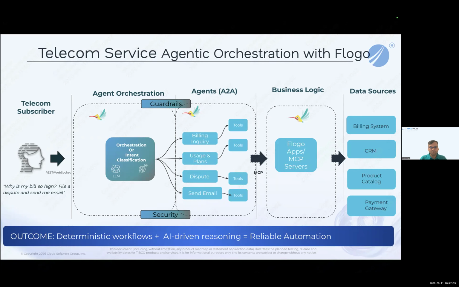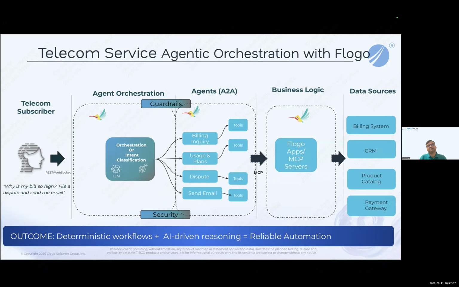So it will give all the line items to the user, and then the user will figure out, okay, that there is some problem with the bill, please file a dispute. So then it will go to the dispute agent, it will create a ticket, and then it will go to the send email agent to basically send an email.